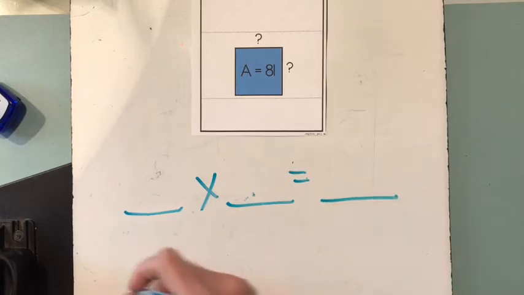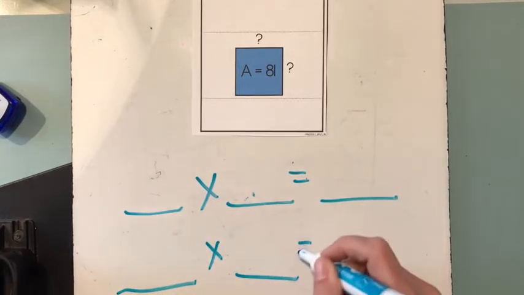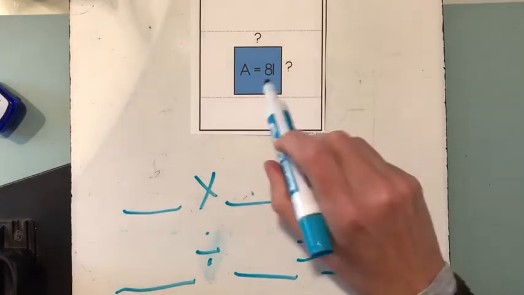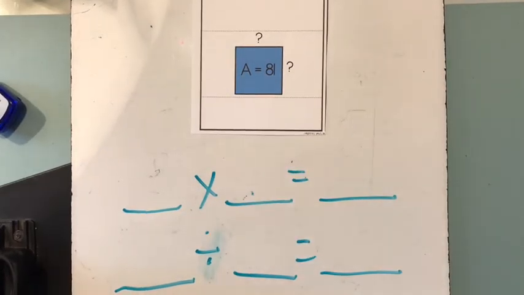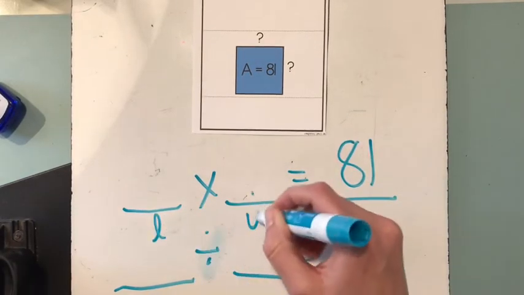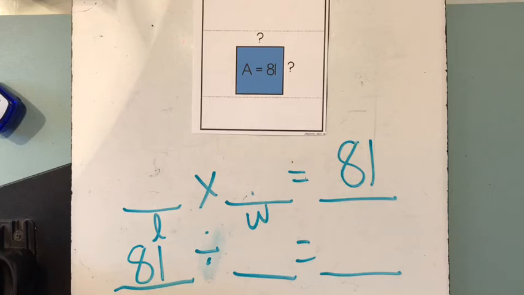But I do know the total area, right? I know the total area is 81. So I'm going to put that there. I'm going to fill those in because I know those numbers, right?